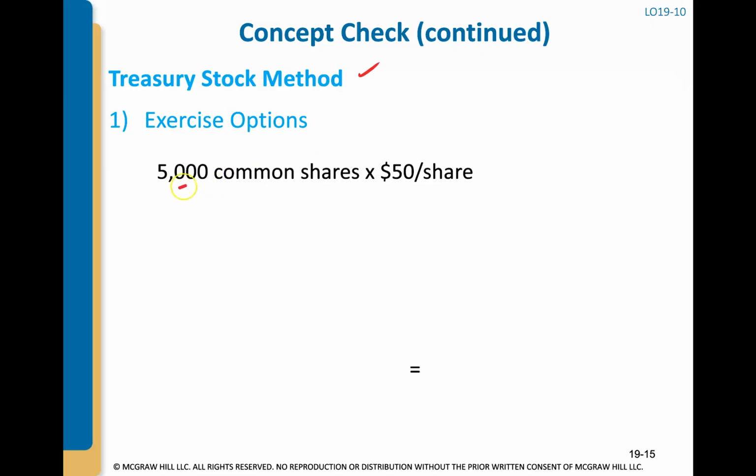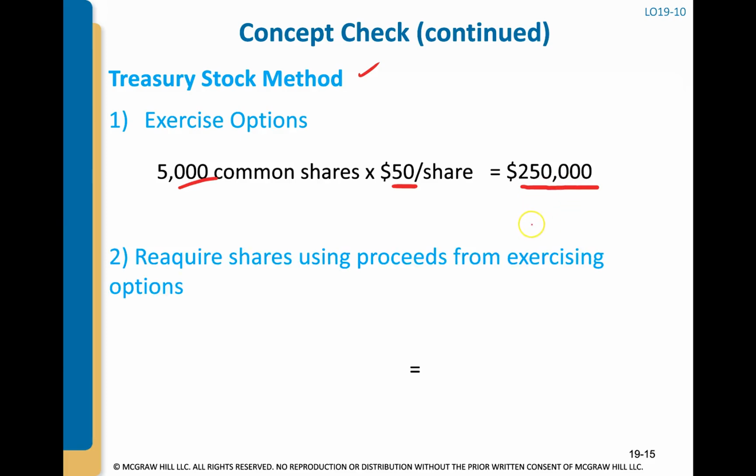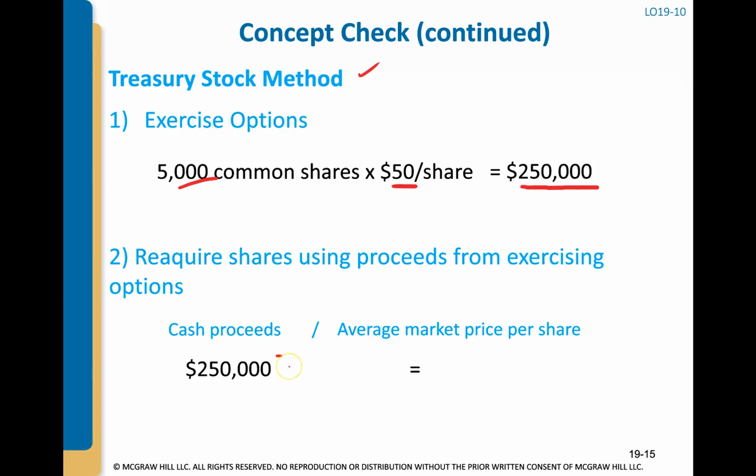Number one, we were granted 5,000 common shares, and the exercise price was $50 per share. So we assume we sold all those shares. So we received as a company $250,000. We're going to take that $250,000 and buy back our shares. That's where the term treasury stock comes in, treasury stock method, I mean. So we're going to buy back those shares using the $250,000 and using the average market price per share, okay? And so now we're going to buy back 3,125 shares.